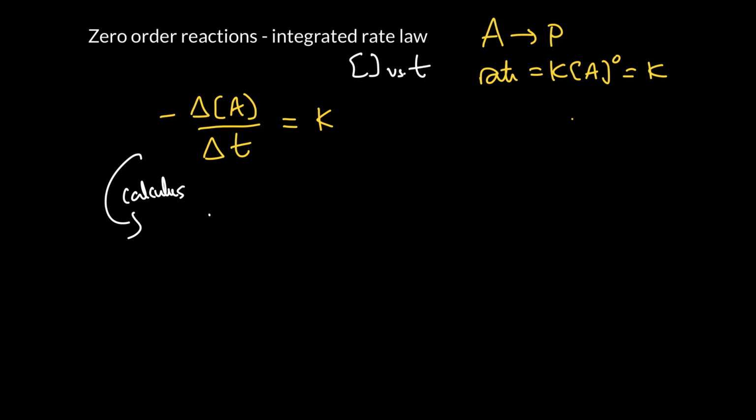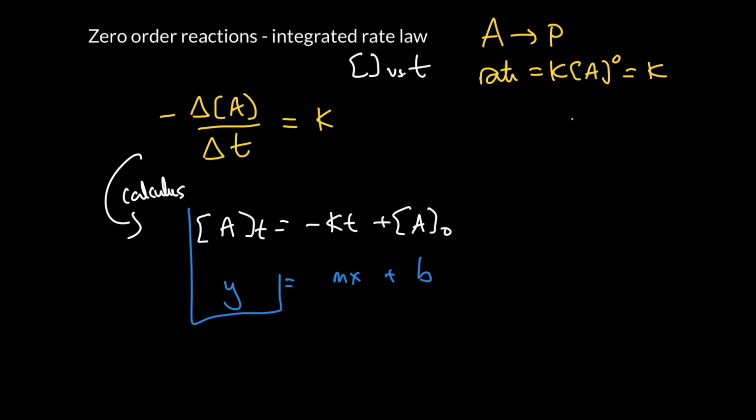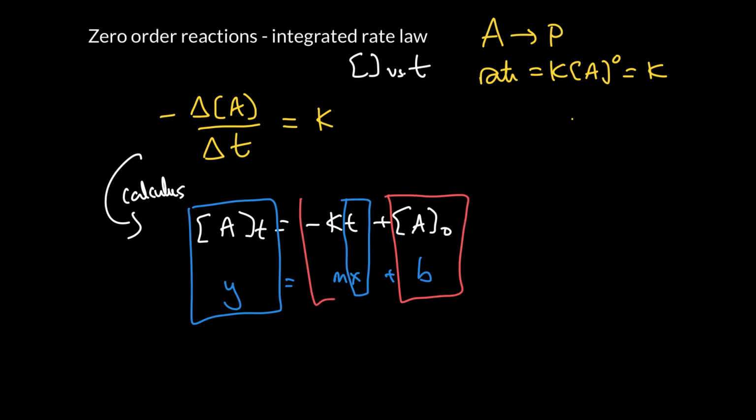And when we do that, we get the concentration of A at time t is equal to minus K times the time plus the original concentration. So this actually looks like the equation for a straight line. If you wrote y equals mx plus b, and you plotted the concentration on the y-axis and the time on the x-axis, then you would find the y-intercept would be the original concentration, and the slope would be the negative of the rate constant.